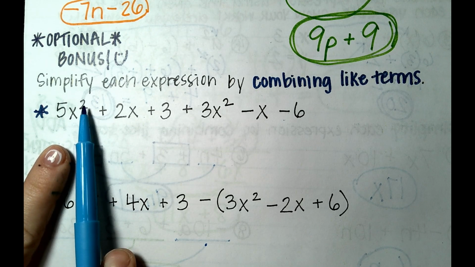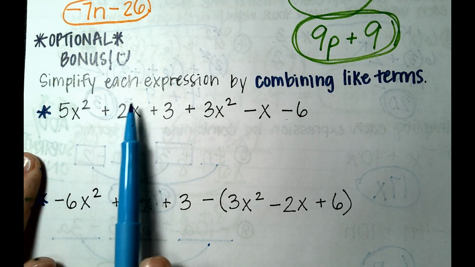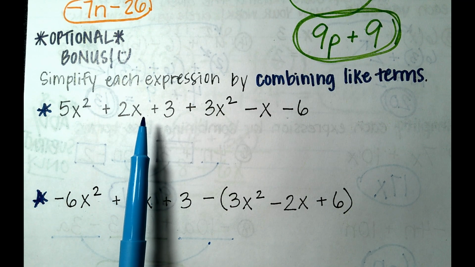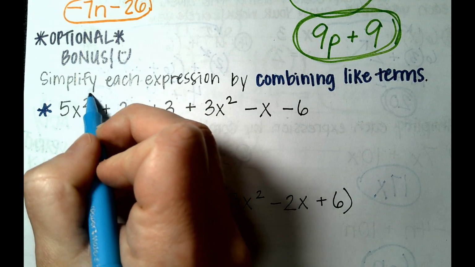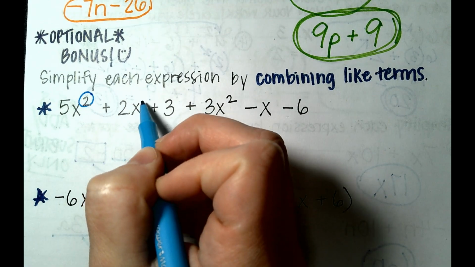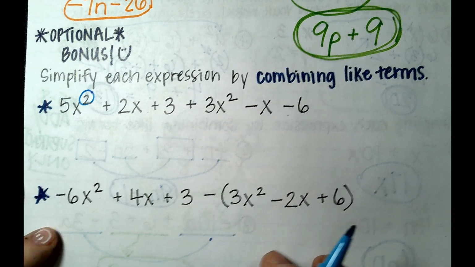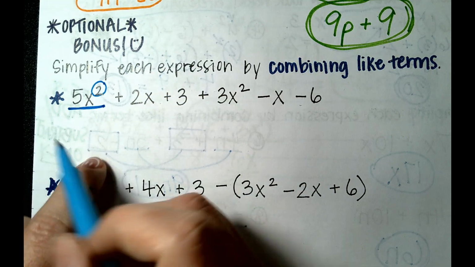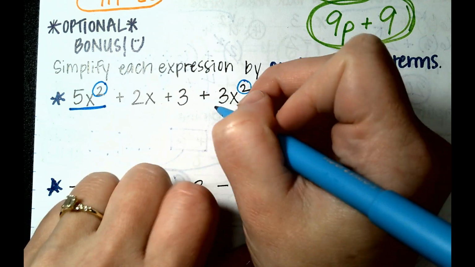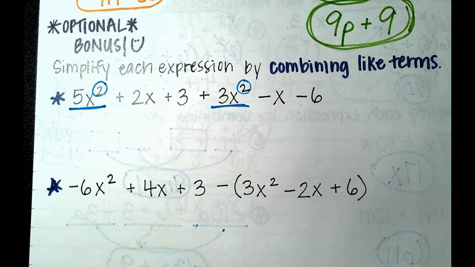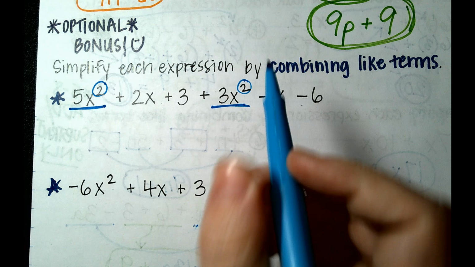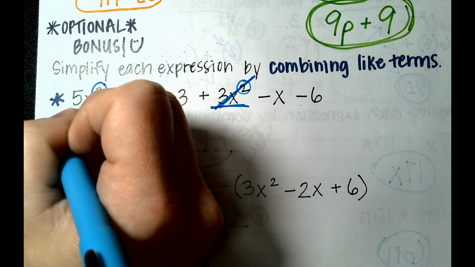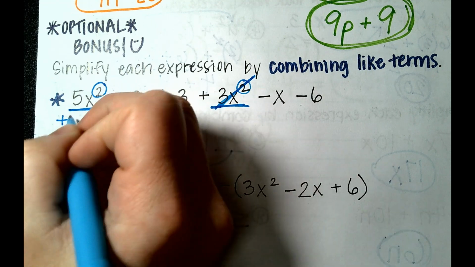So 5x squared, is this a like term with 2x? No. Why not? It's not squared. This one has a square. This one does not. So it's not a like term. So let's start by finding all the x squareds. 3x squared. So these go together. So here's what I'm going to do. I'm going to cross that off and write it underneath here. So I've got plus 3x squared.